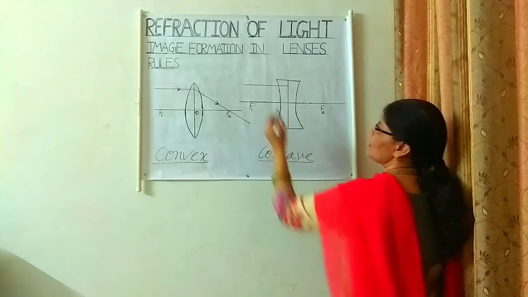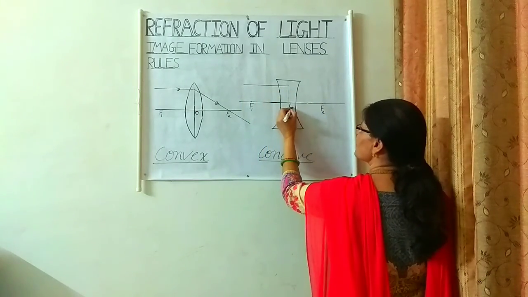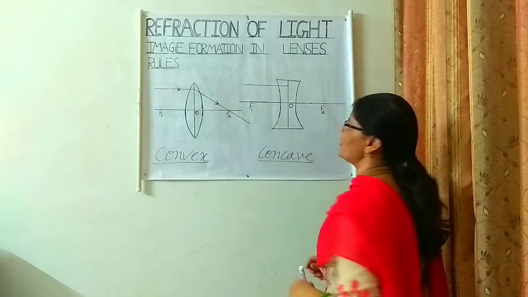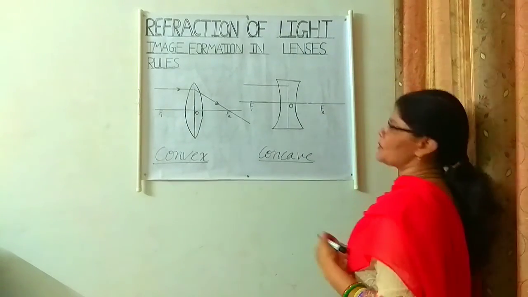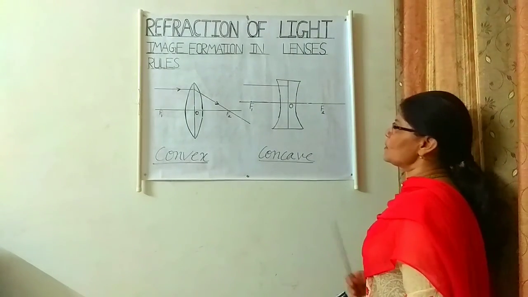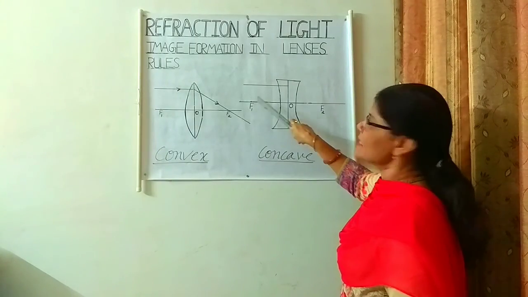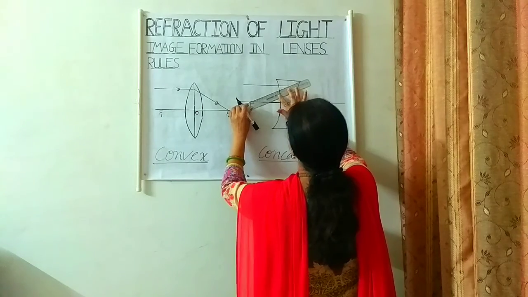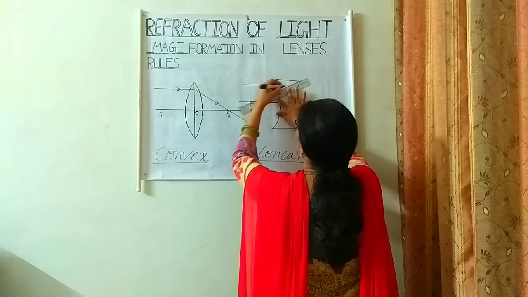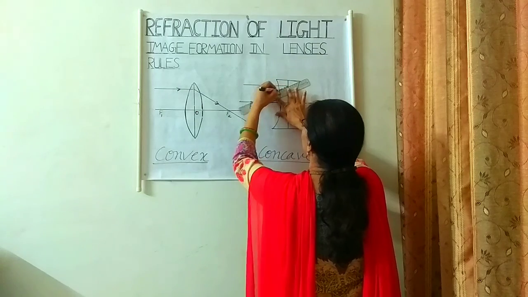In the concave lens also, when an incident ray comes parallel to the principal axis, then it will pass through the principal focus. In the case of concave lens, our principal focus is on this side. So on this side we will have to draw dotted lines. We cannot draw a dark line on this side. We will have to draw dotted lines.